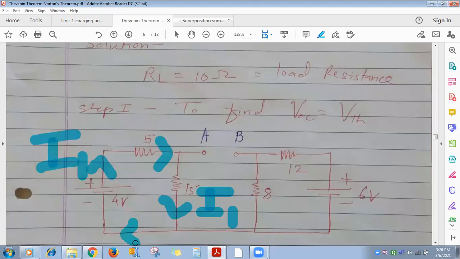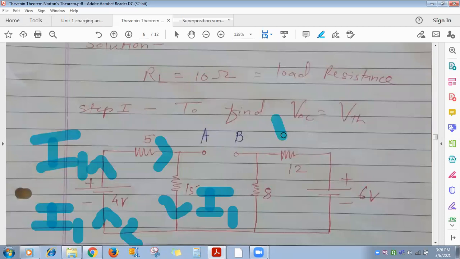So how much current will come like this? It will return back to the 4 volt negative terminal. I1. Got it? The moment current starts to flow from the positive 4 volt terminal, that is how it flows. Is the current flowing through 5 ohm and 15 ohm the same or different? Same. Means 5 and 15 are connected in series.